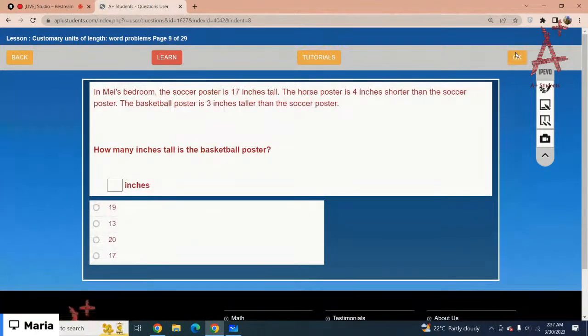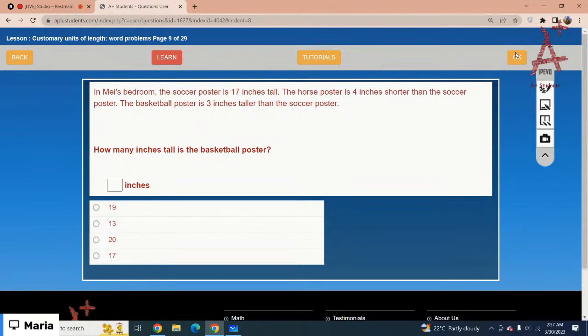Okay, in May's bedroom, the soccer poster is 17 inches tall. The horse poster is 4 inches shorter than the soccer poster. The basketball poster is 3 inches taller than the soccer poster. How many inches tall is the basketball poster?